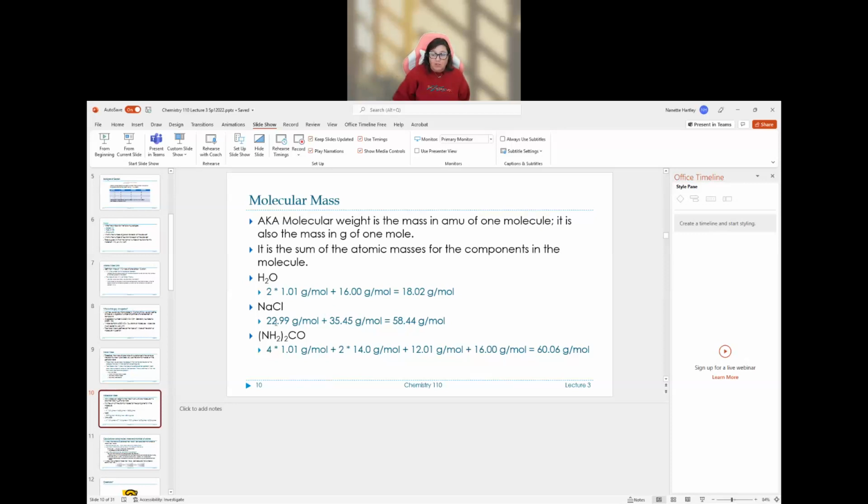Well, sodium is 22.99 grams per mole. Chlorine is 35.45 grams per mole, and that gives me 58.44 grams per mole. Now, it just so happens that the periodic table that I use, this big table that I reference when I'm doing these things, has only 2 sig figs, 2 decimal places for every number that's there. That's why all of my numbers are rounding the way that they are.